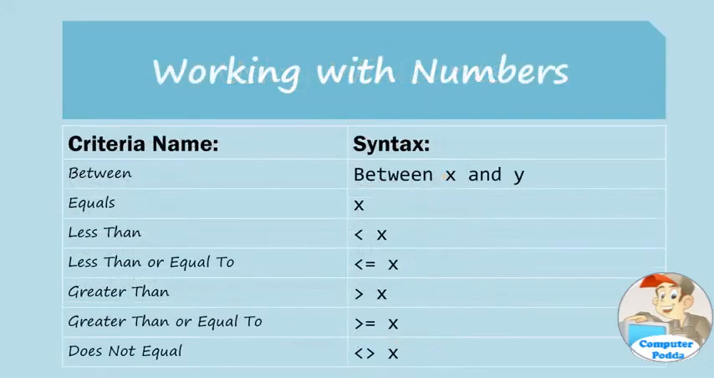And finally, when you're working with numbers, you can use symbols such as greater than and less than to test the values. And you can also look for numbers that are between two values. So those are some of the most common syntaxes that you can use. And you might not use all of these, but depending on what type of information you have in your database, you can probably find at least 2 or 3 that will be useful to you.